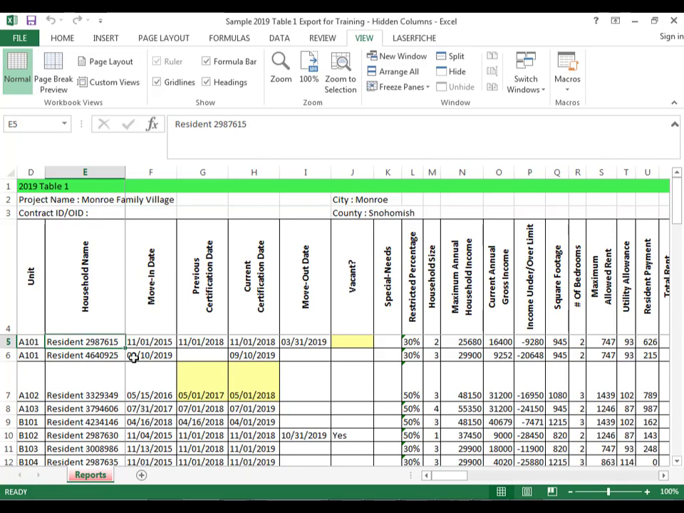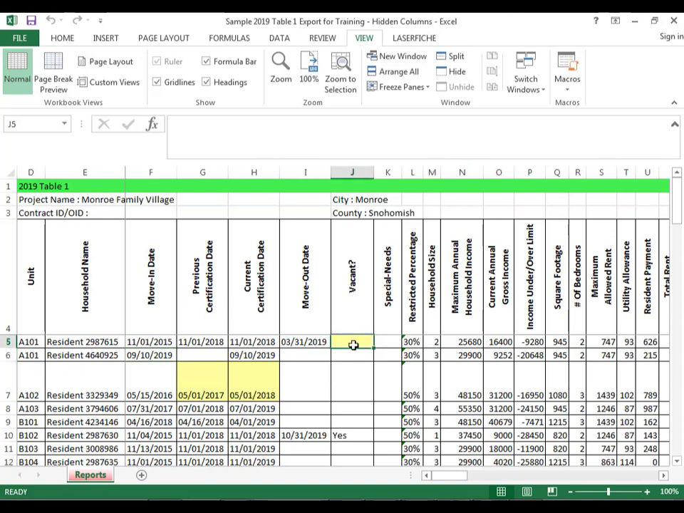Looking at Unit A101. The first thing you'll notice is, we have a highlight here in our vacant column. Why is that highlighted? Well, because the unit was vacant for more than 90 days within the reporting period. Prior resident moved out March 31st. Next resident moved in September 10th, which is larger than a 90-day window.